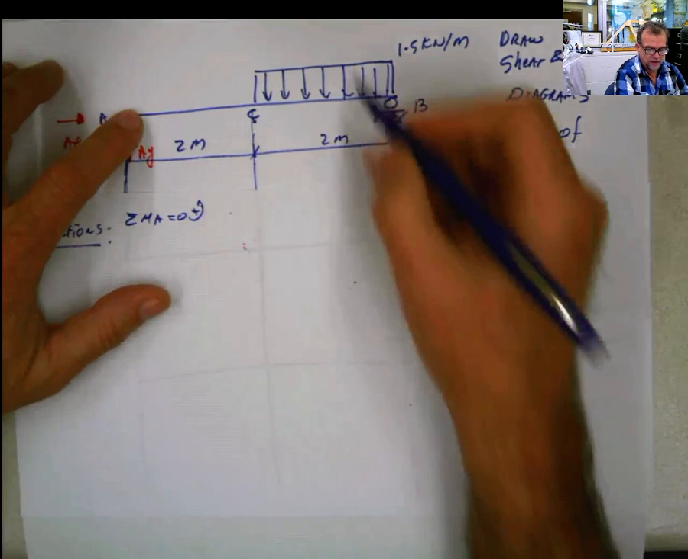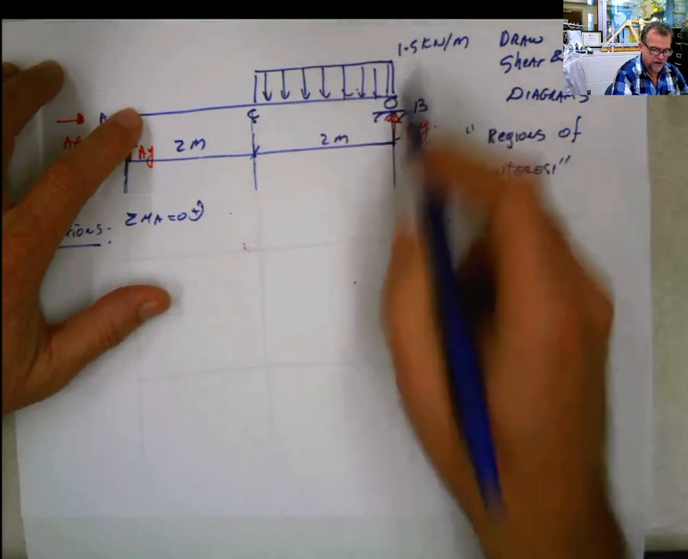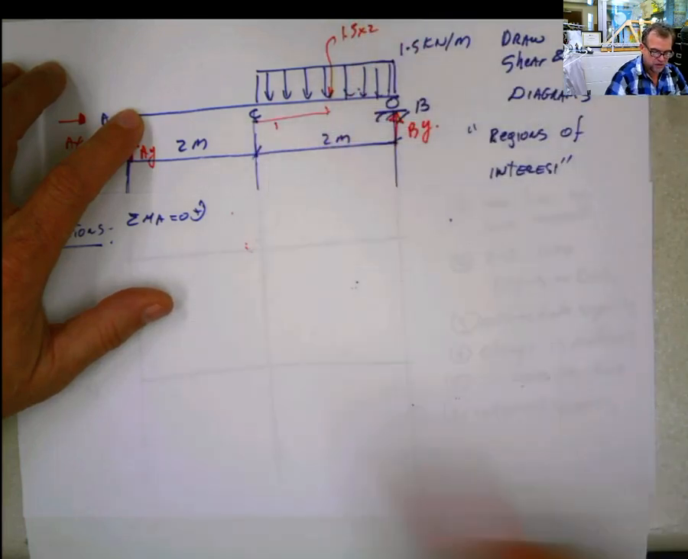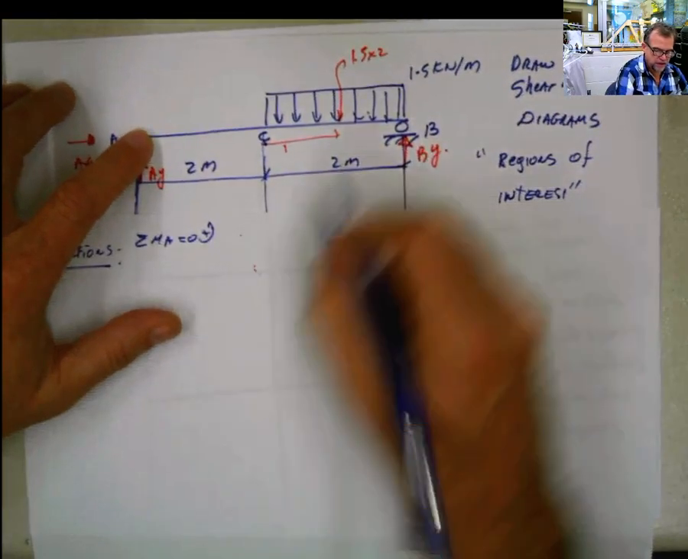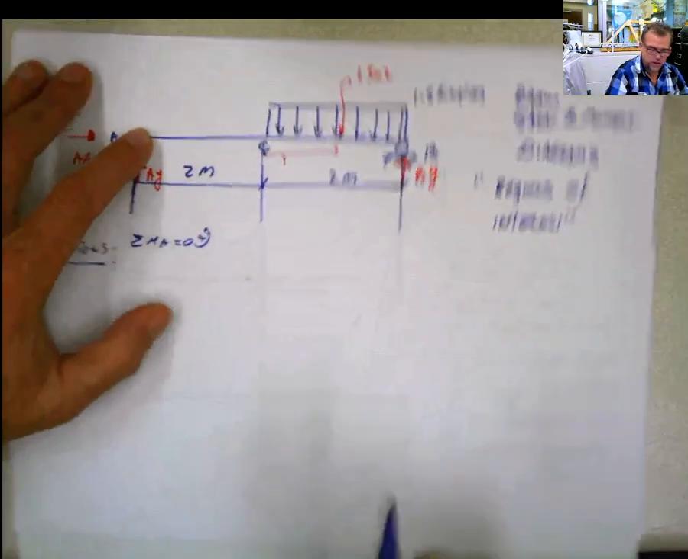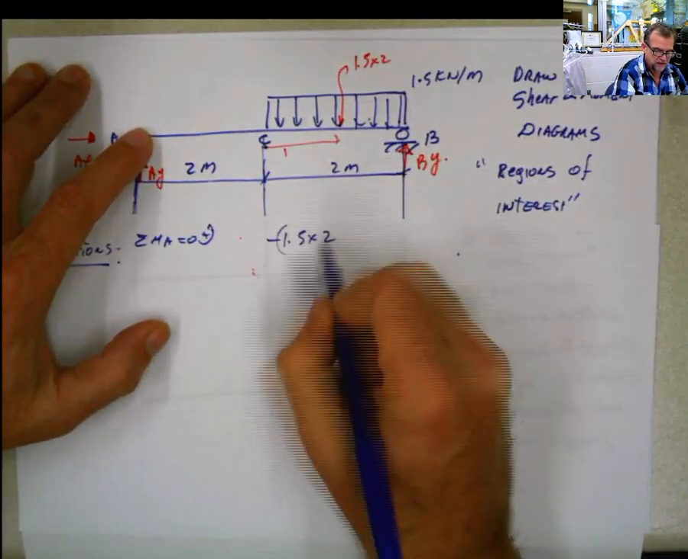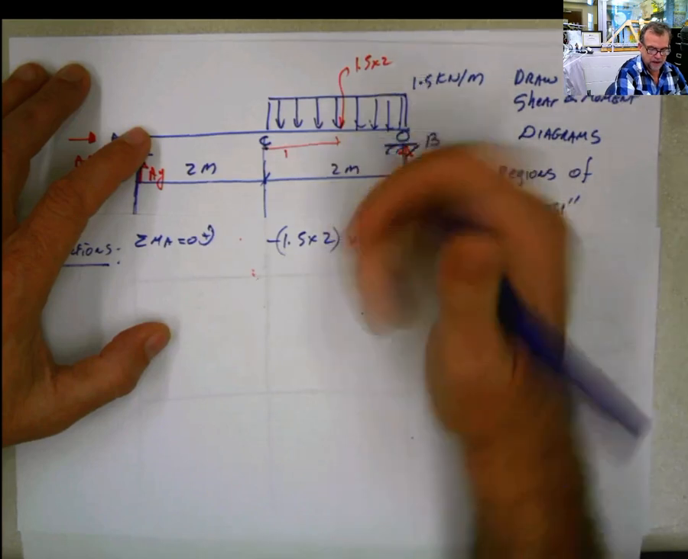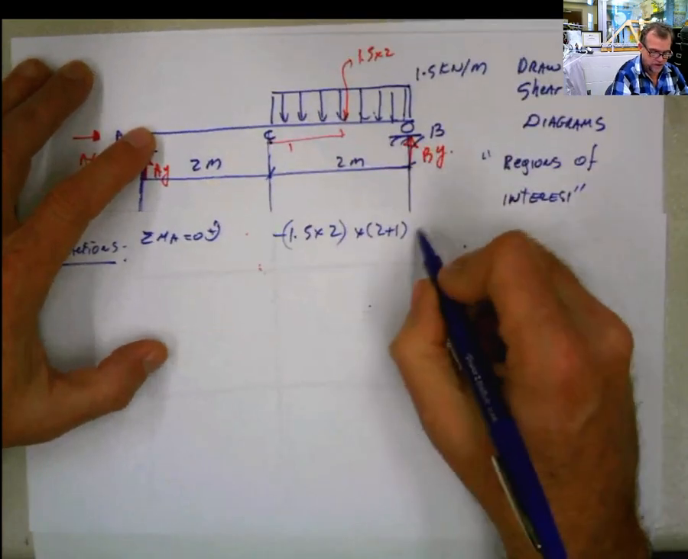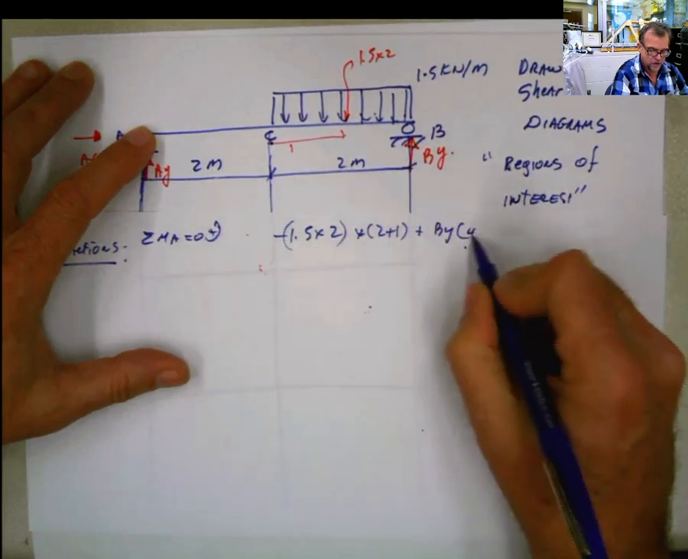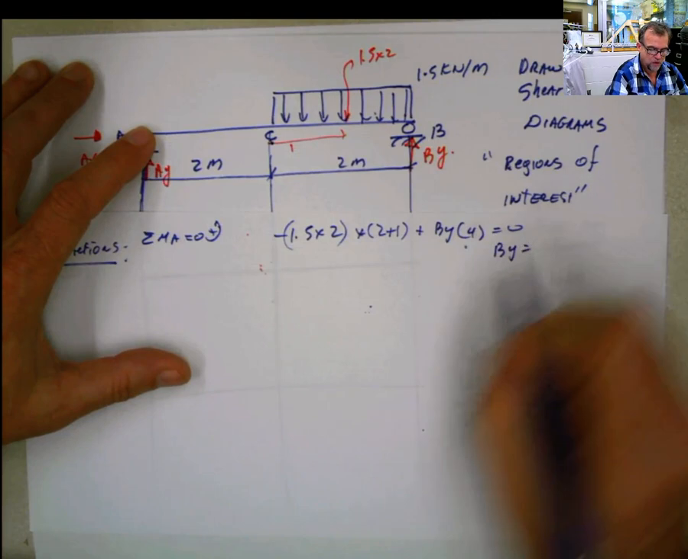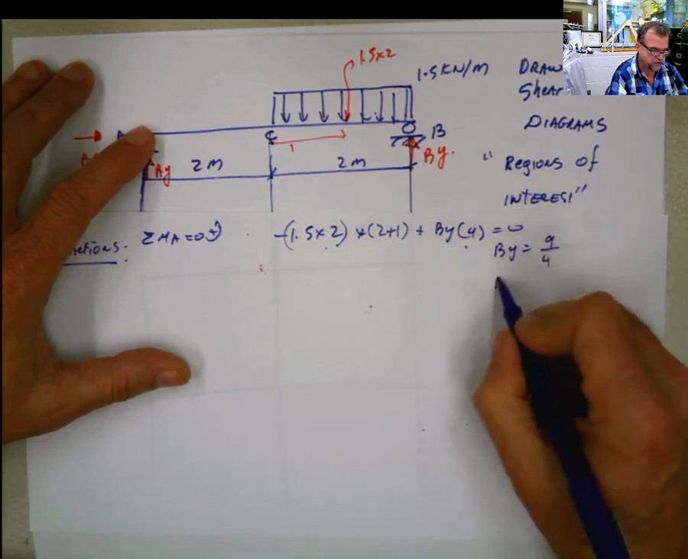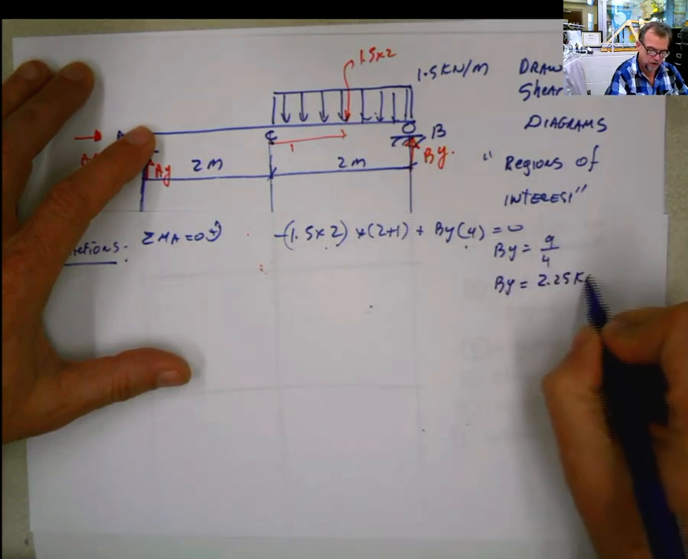Then what do you have? You have the force coming from this distributed load. The value is gonna be 1.5 times 2, and it's located at the center, which is 1, because it's a rectangular load. So it's negative, because if I apply the load, it's gonna rotate that way. Negative 1.5 times 2, that's the value of the load, times the distance from here, 2 plus 1. And BY, if I apply the load, is going to rotate in this way, so it's plus BY times 4 equals 0. From here, I can solve for BY. 3 times 3 is 9, 9 divided by 4, pass this to the other side, positive. BY is going to be 2.25 kilonewtons.